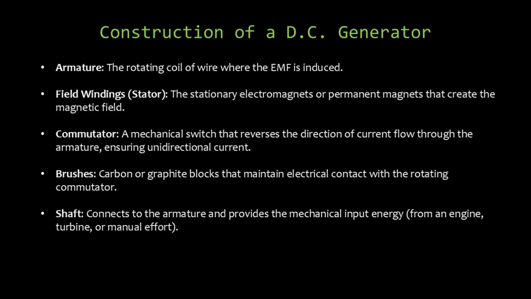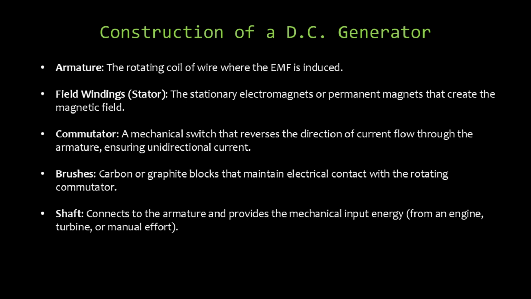Now, let's explore the key components of a DC generator. The armature is the rotating coil where EMF is induced. Field windings, which can be electromagnets or permanent magnets, create a stationary magnetic field.